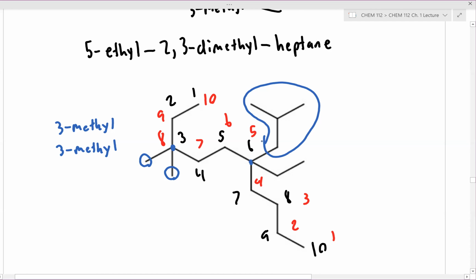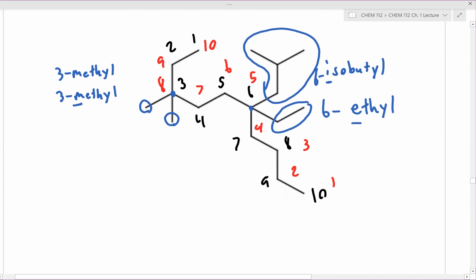Neopentyl would be 5. This is isobutyl. The key giveaway is the butyl chain has 4, and this is a 4-carbon chain. And what position is this isobutyl chain at? 6. Okay, finally, what else do we have at the 6th position? Ethyl. Now, in terms of alphabetical order, is the iso prefix counted in alphabetical order? Yes. Okay, so what goes first alphabetically? E, I, or M? E.